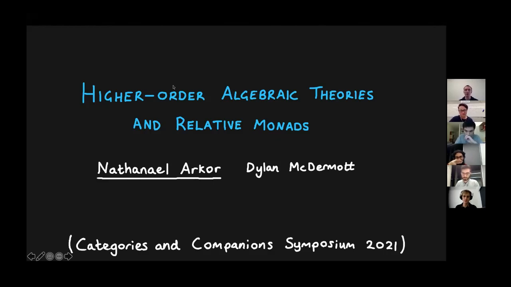Today I'm going to be talking about some joint work with Dylan McDermott, and the topic is an intersection between algebraic theory, so universal algebra and category theory, monads, and a little bit of type theory.